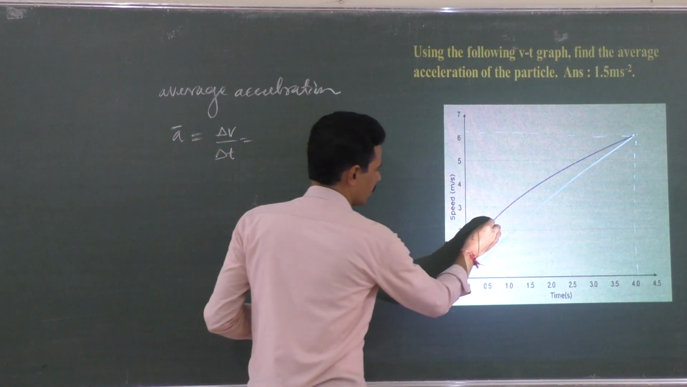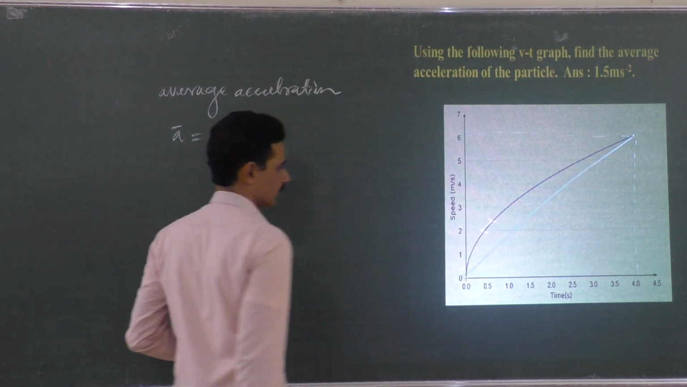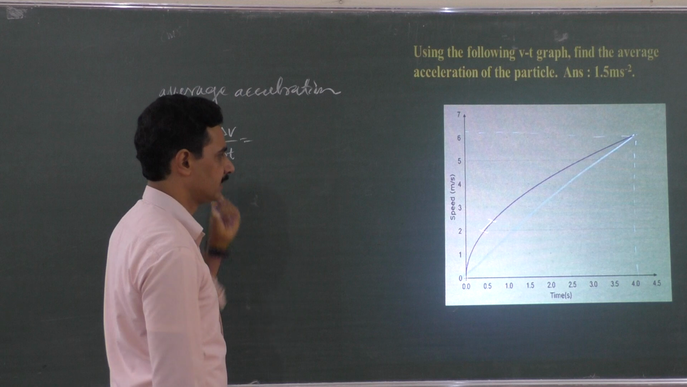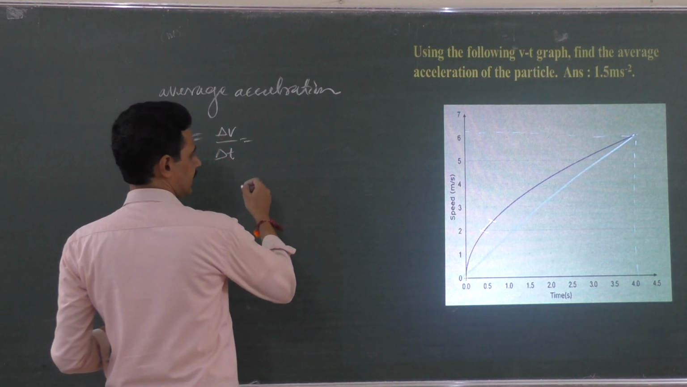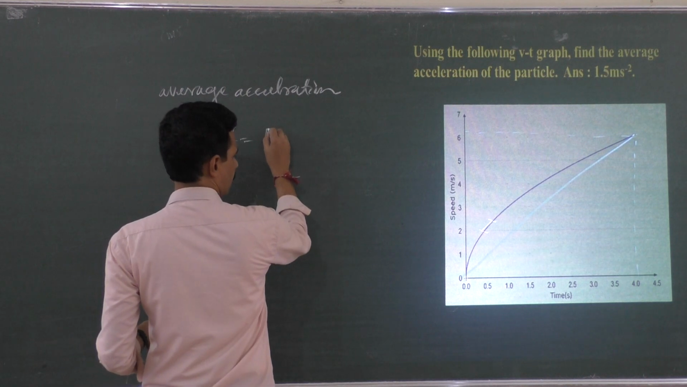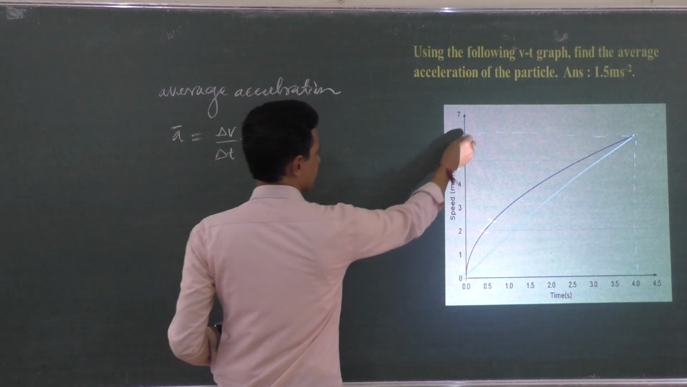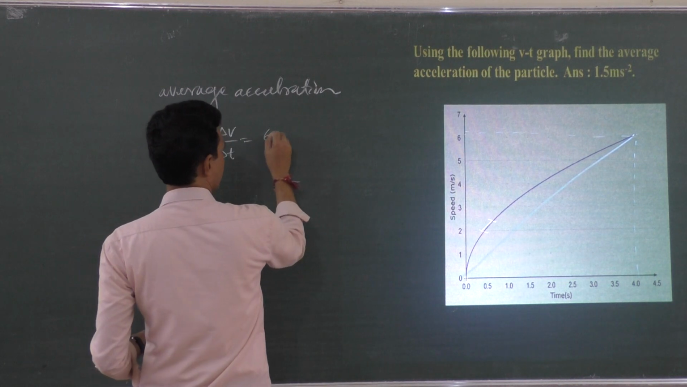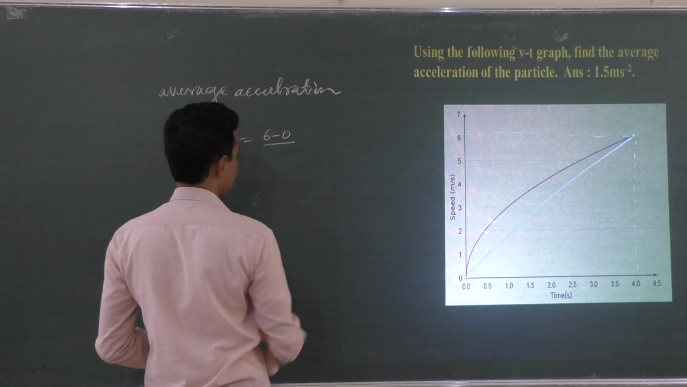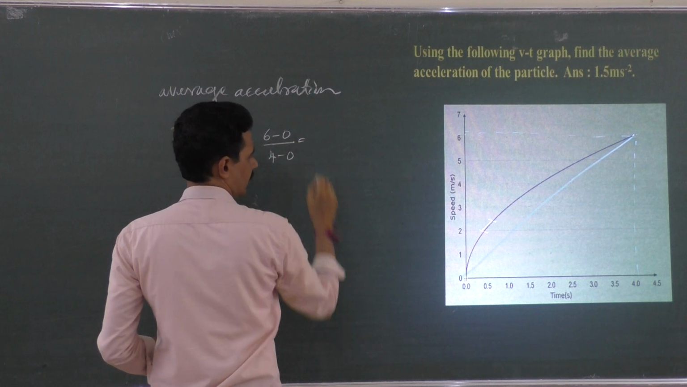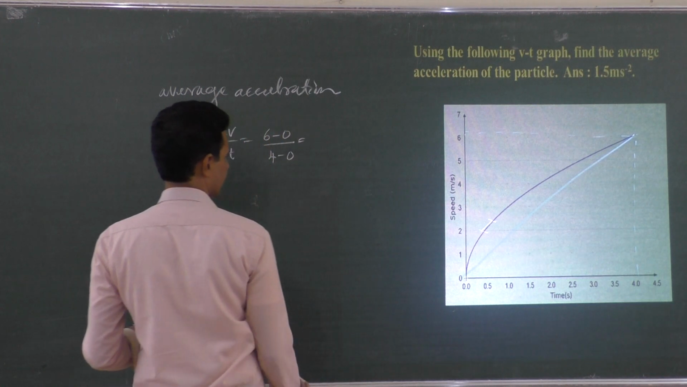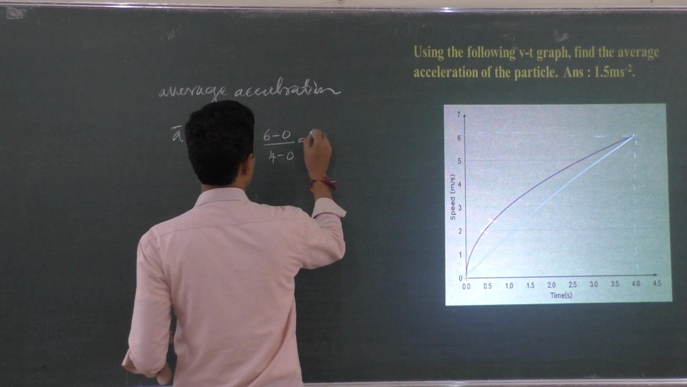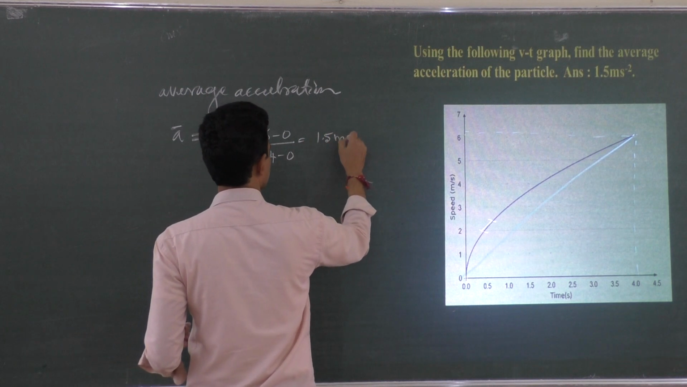For that we have to look at the slope. To find instantaneous acceleration, we look at intermediate slopes. Okay, delta v by delta t. What is the change in velocity? Velocity was 6 minus 0 divided by time taken, 4 minus 0. 4 seconds, 6 meter per second. All units are correct. So that becomes 1.5 meter per second square.